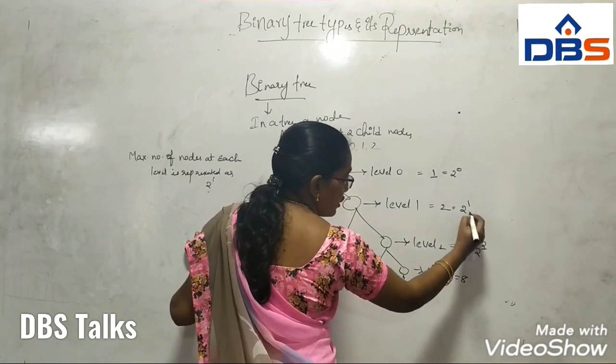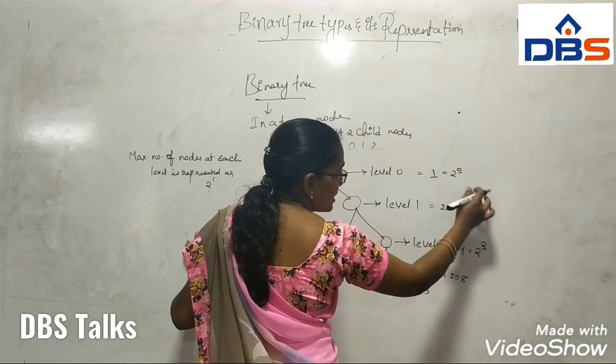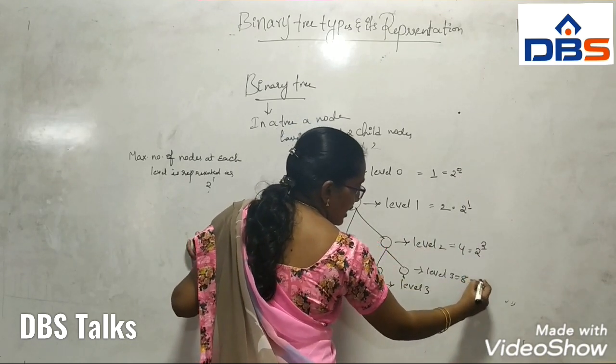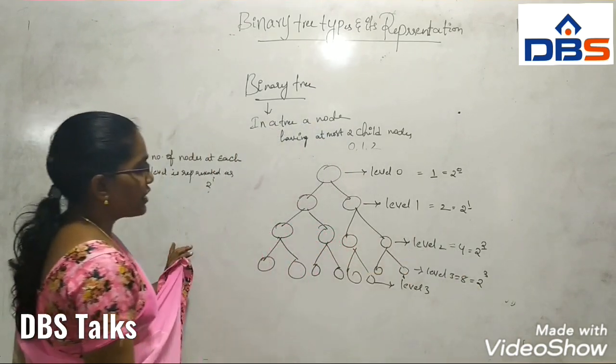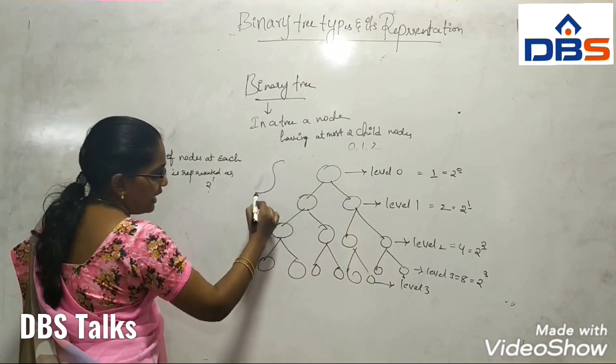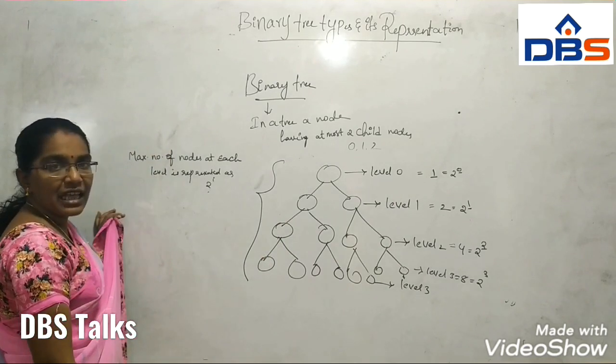Why? Because at level 2, here we are going to represent the levels. Okay. Here the i value is 3. By using this we can satisfy the condition. For this entire tree, how can we calculate the height?